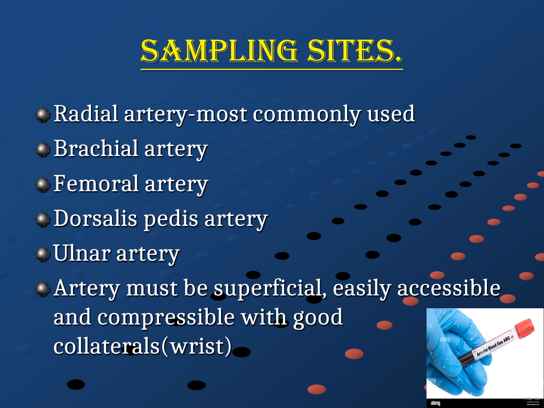Wrist. The radial artery is the most commonly used sampling site for ABG analysis because it is 1. Superficial, easy to access. 2. Easily accessible, located near the surface of the skin. 3. Compressible, can be compressed to stop bleeding after sampling. 4. Good collaterals, a good backup blood supply at the wrist. This makes the radial artery a safe and convenient site for sampling, reducing the risk of complications. The other options, brachial, femoral, dorsalis pedis, and ulnar arteries, can also be used, but the radial artery is generally the preferred site.